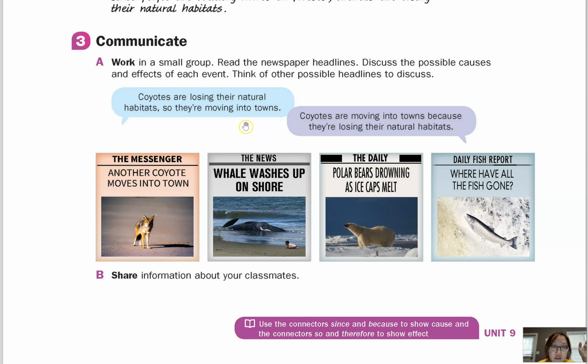So as you can see, we can use the plural forms instead of the singular form. So here too, whale washes up on shore. This is just one whale, but it's just an example of many similar instances of other whales washing up on shore. Let's see, now this one is plural, and this one is also plural. Fish is singular and plural.